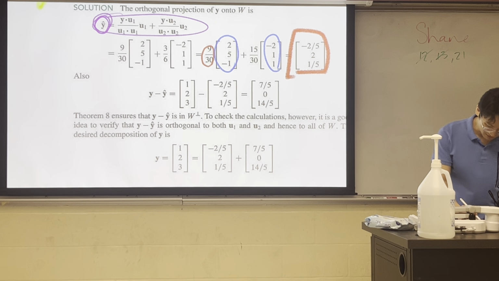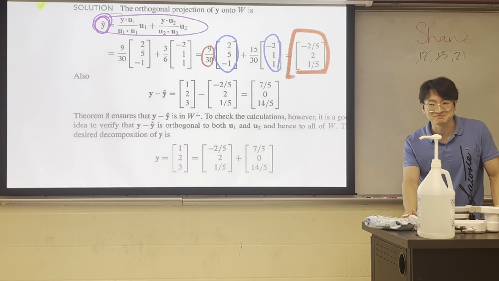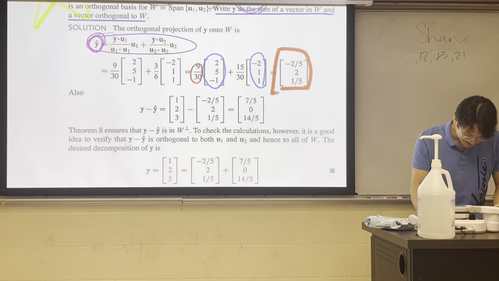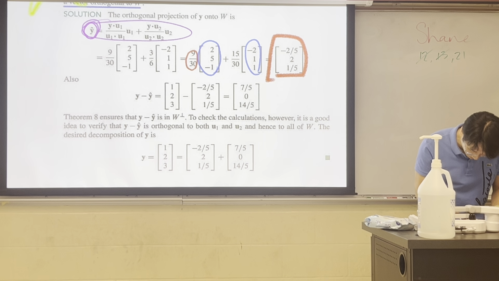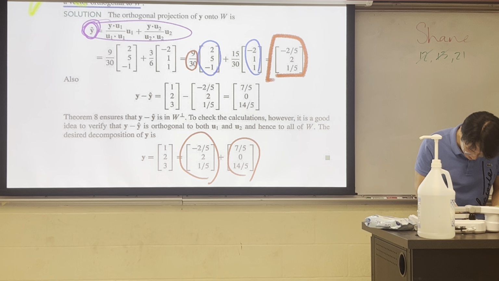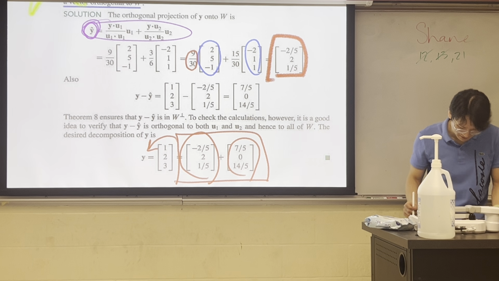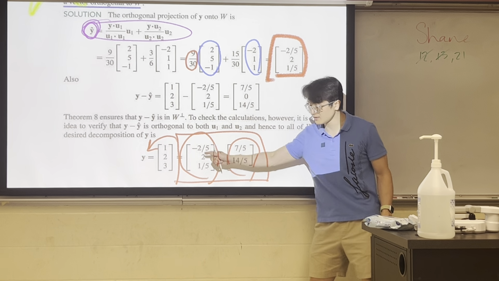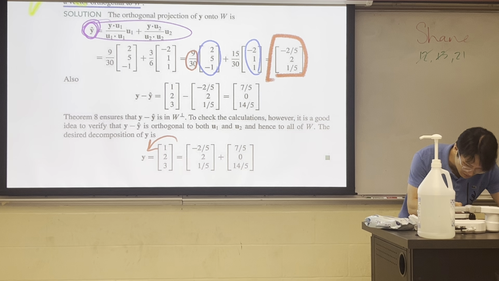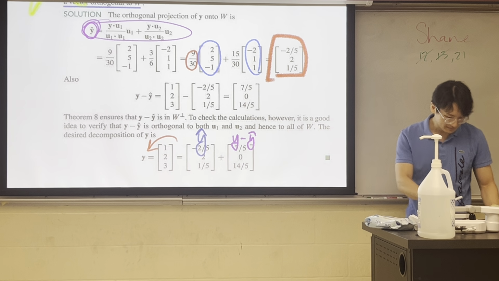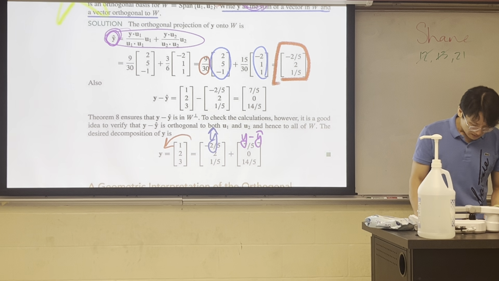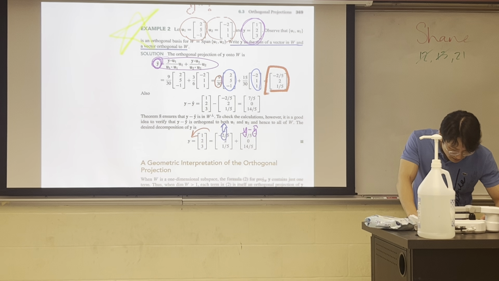Sorry guys, I made a mistake. What I want for this problem is something plus something, and this should be equal to y. The first one should be y hat, and this one should be y minus y hat. Okay? So, next one.